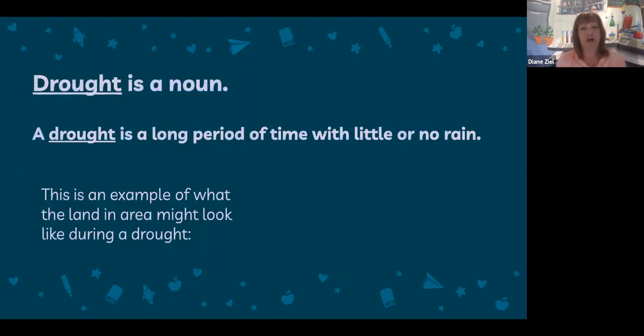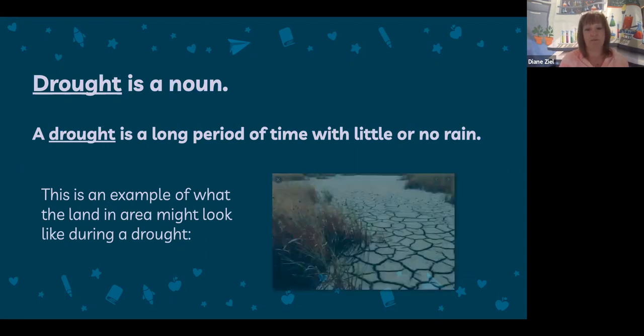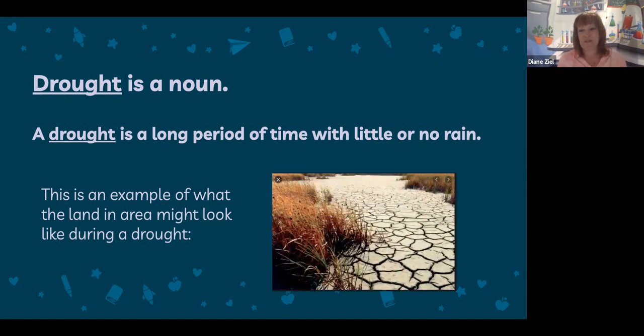Drought is also a noun. A drought is a long period of time with little or no rain. This is an example of what the land in an area might look like during a drought. So at first glance of this picture, it may just look like a pretty walkway leading to somewhere, but it's actually not. That's actually dirt and plants that have become so brown and cracked and dried from lack of water that they're having a hard time surviving. So this is what the land could look like when it does not get enough water for a very long period of time.